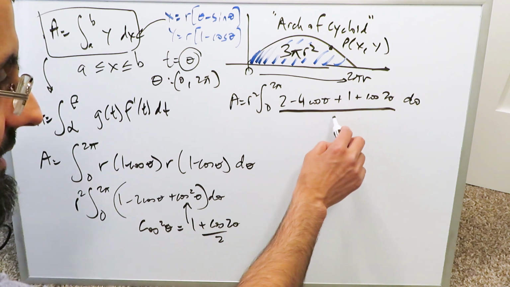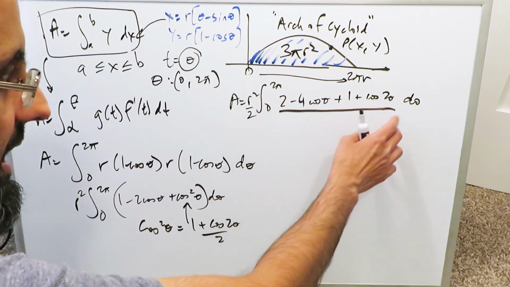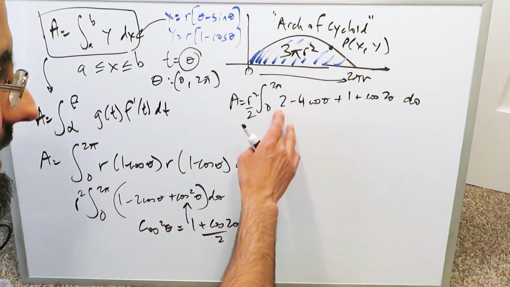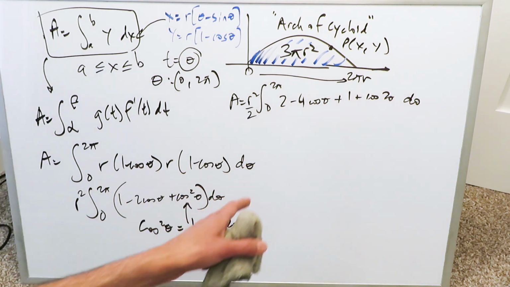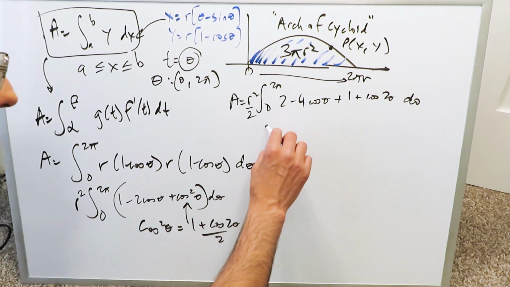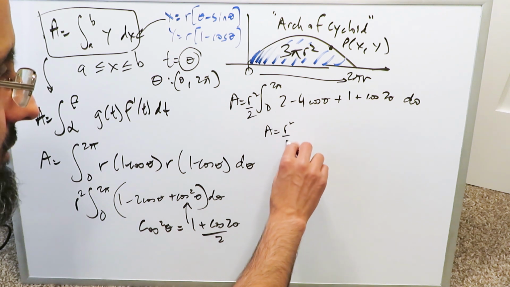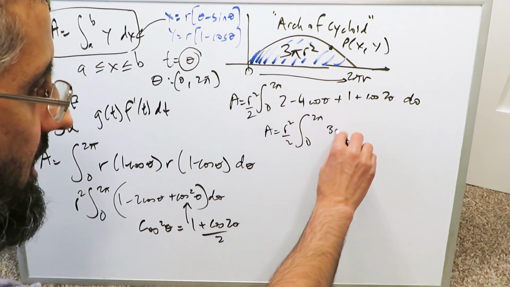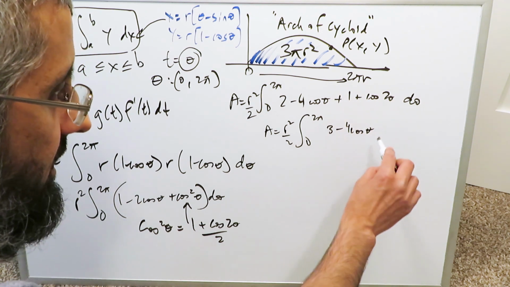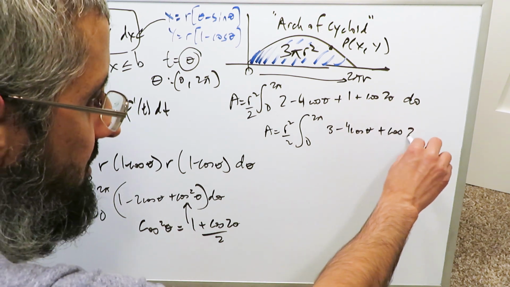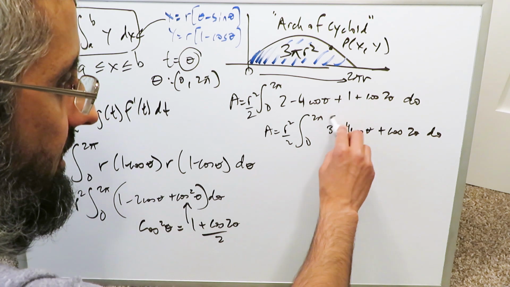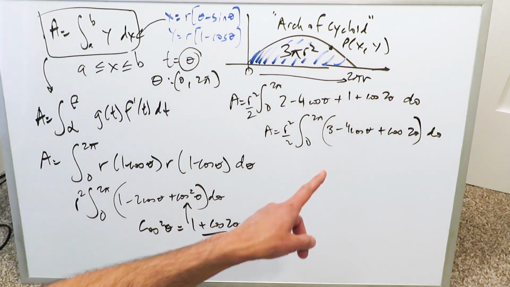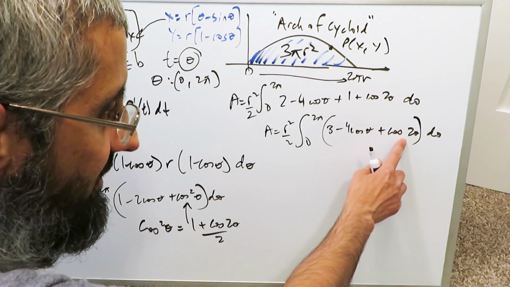But if you want to be good, you can bring it out here and eliminate the need of having a long denominator right here. And what you see over there is good. You can then simplify it. A is equal to r square over 2, and then you have 0 to 2 pi, 2 plus 1 is a 3, minus 4 cosine theta, and then you have plus cosine 2 theta d theta. That's what we have.